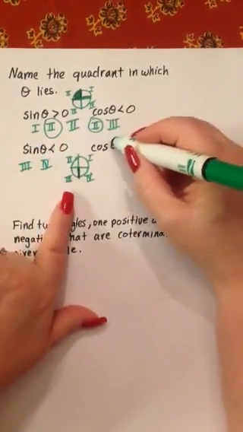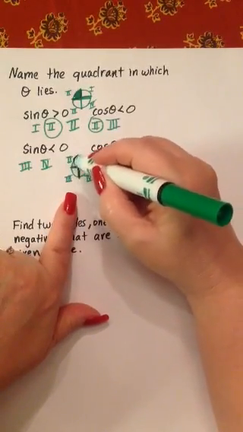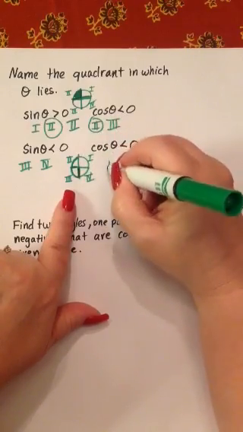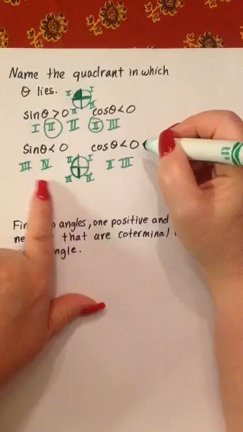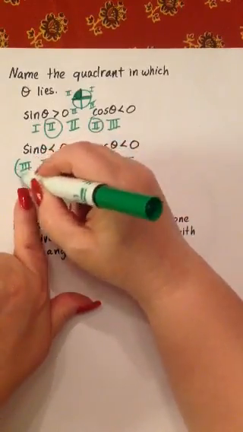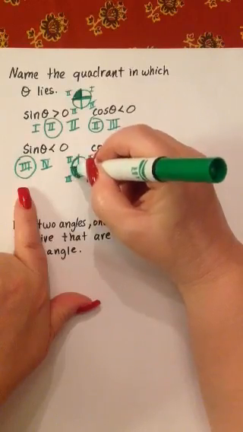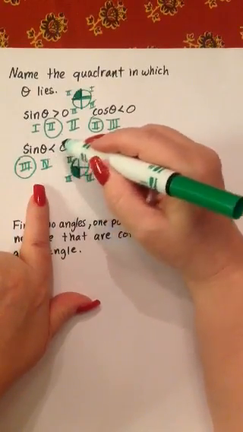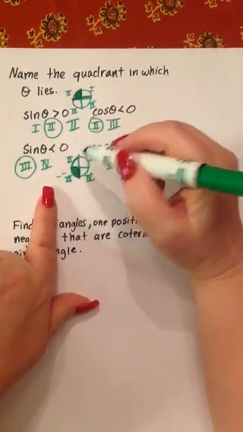Then it says, where is cosine less than 0? Well, that is over here where x's are negative, so that's the left hemisphere, and that's quadrant 2 and quadrant 3. So where are they both negative? It looks like the overlap is quadrant 3. And we know that's true because x's are negative and y's are negative. In the third quadrant, it goes negative, negative.